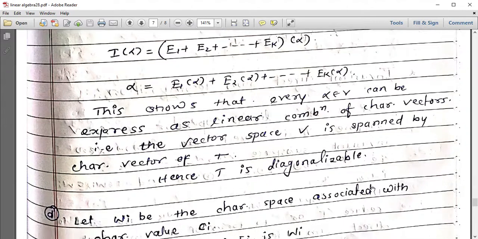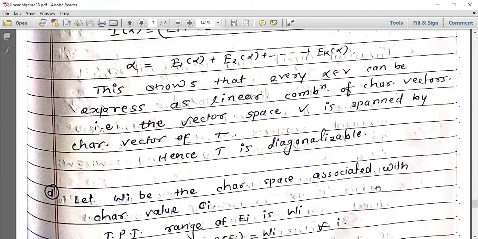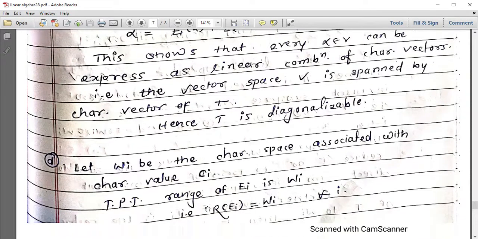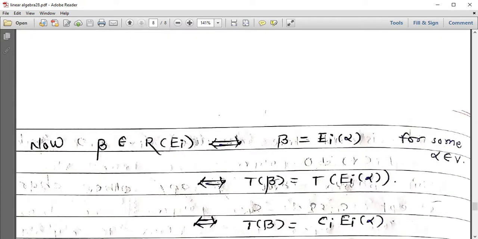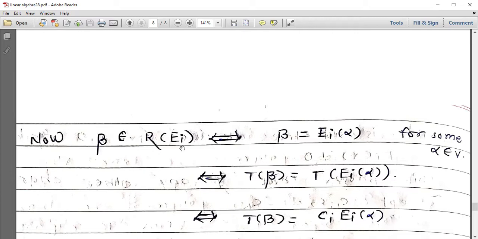Okay. Now, statement D. Let Wi be the characteristic space associated with characteristic value Ci. To prove that range of Ei is Wi, we have to prove that range of Ei is equal to Wi for all i. Now, beta belongs to range of Ei, which implies beta is equal to Ei of alpha for some alpha belongs to V. This is the definition of range of Ei.